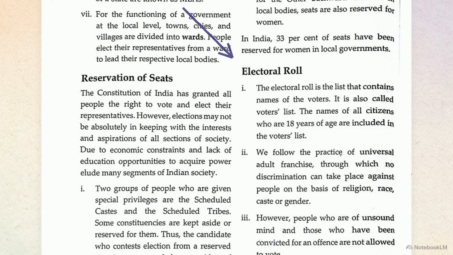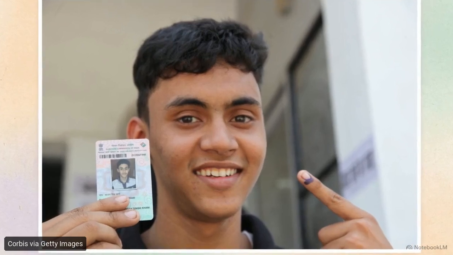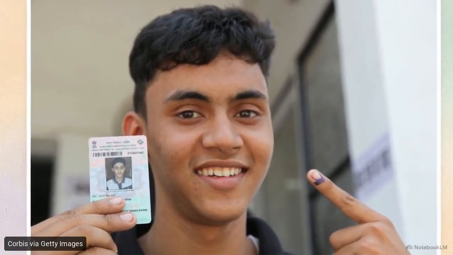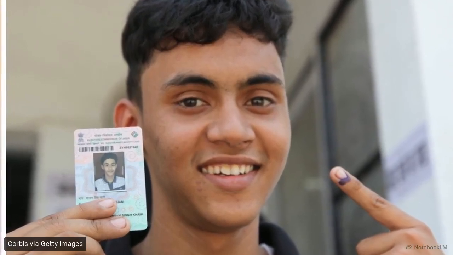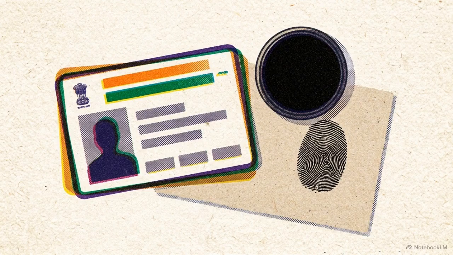It requires an electoral roll, commonly called the voters list. This is the official registry containing the names of all citizens who are 18 years of age and eligible to vote. To actually cast that vote, citizens must prove their identity. The Election Commission issues an Election Photo Identity Card, or EPIC. The purpose of this card is very specific. It prevents electoral fraud and ensures no one can impersonate another voter at the polling booth.